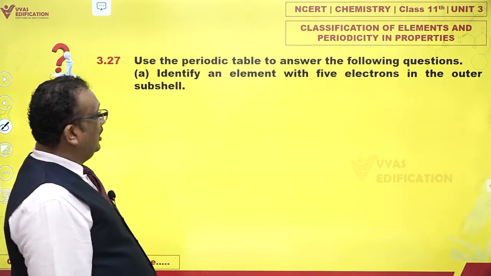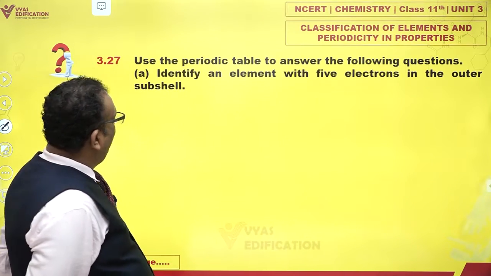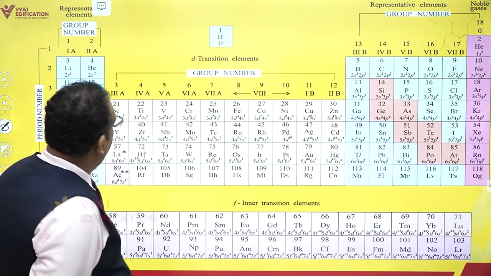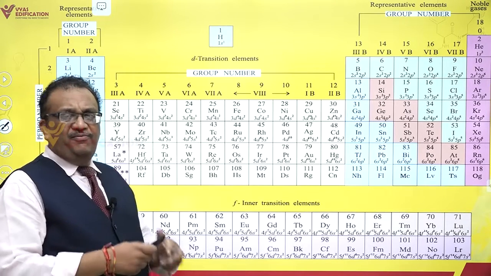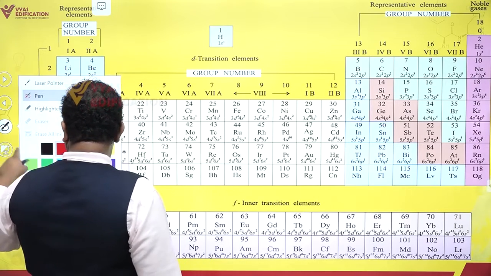Use the periodic table to answer the following questions. Identify an element with 5 electrons in the outer subshell. Well, 5 electrons in the outer subshell. That would be group 5, right? Yes. So that would be group 5.